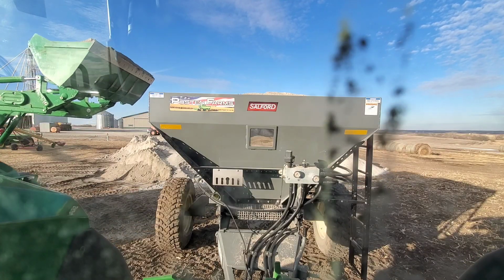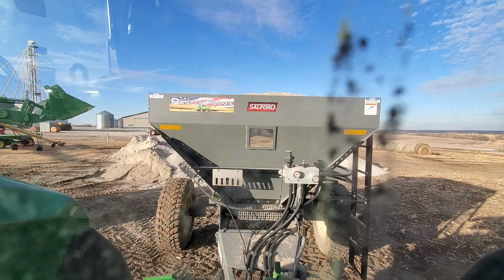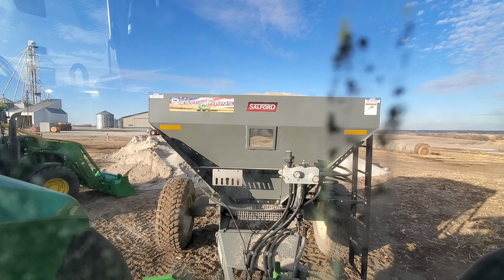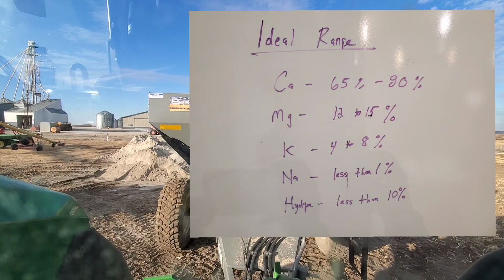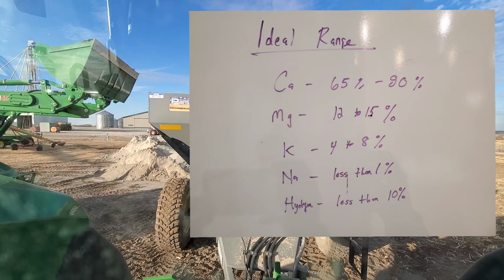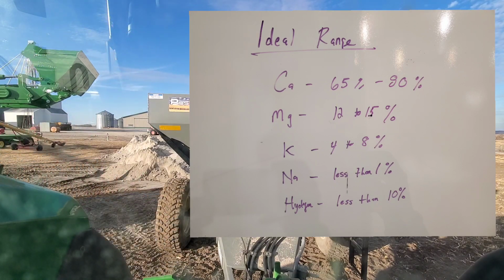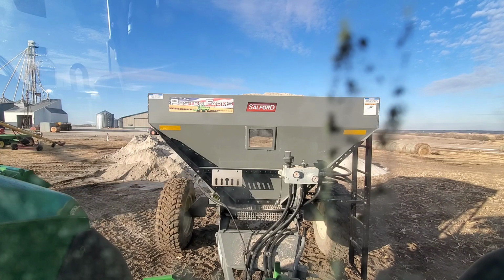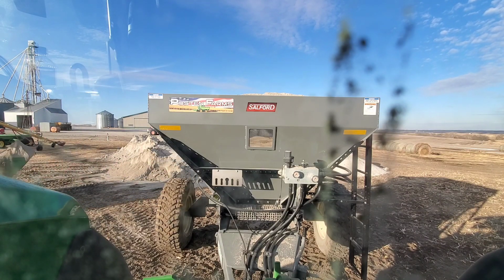Now back to these soil samples. Take a look at your base saturation, and here's a quick list. Hydrogen, you want it to be 0 to 10%. K, you want 4 to 8%. Calcium, 65 to 80%. Magnesium, 12 to 25%. And under ideal conditions, all those add up to 100%.